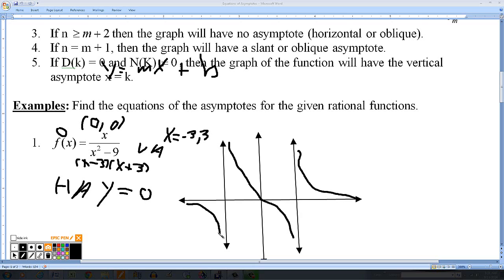Okay, for that, basically all I plotted was 1 point, the origin. 0, 0 is the x and the y-intercept. And I mentioned a while ago that a graph may cross the horizontal or the slant or oblique asymptote, but it will never cross the vertical because those occur at values where the function is not defined. Okay, so this is an example where the graph crosses the horizontal. Notice it crosses right there at 0, 0.